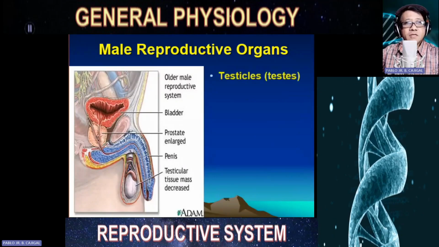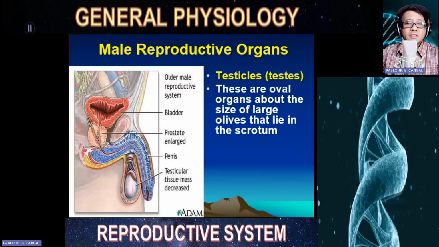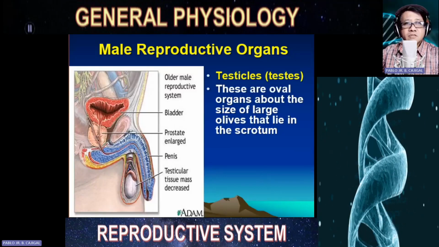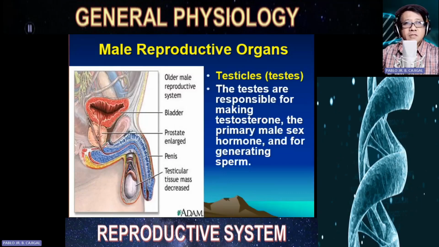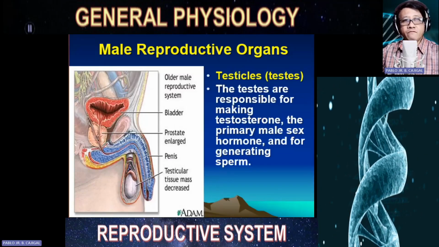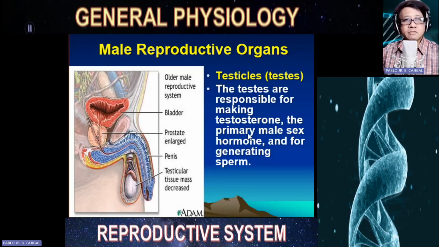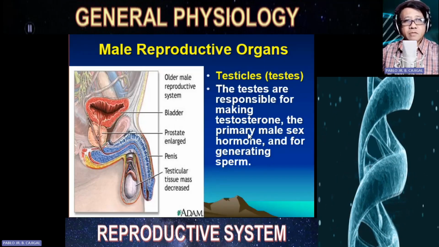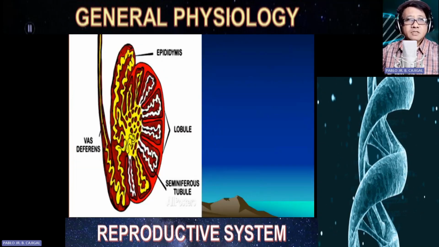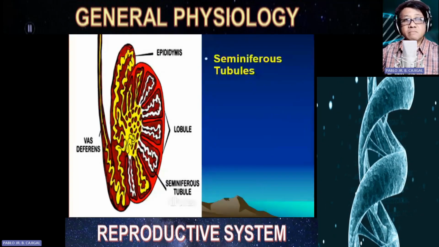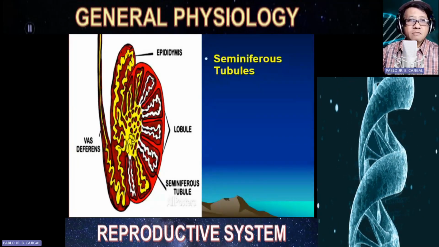And then we have the testicles or the testes. These are the oval organs about the size of large olives that lie in the scrotum. And the testes are responsible for making testosterone. And take note of the hormone, testosterone. Okay, the primary male sex hormone, and for generating sperm. And inside the testicles are the seminiferous tubules. Yan yung white. Yung white na yan.